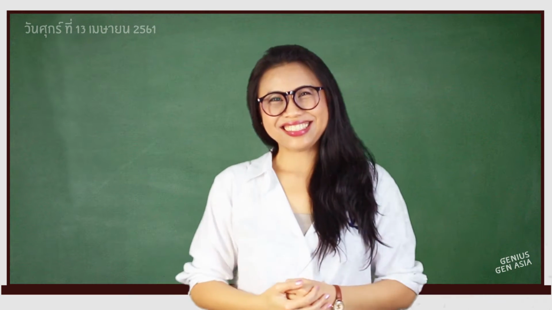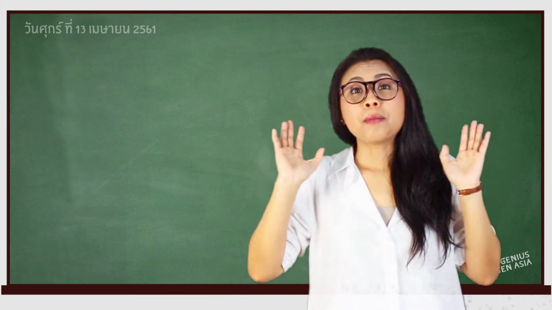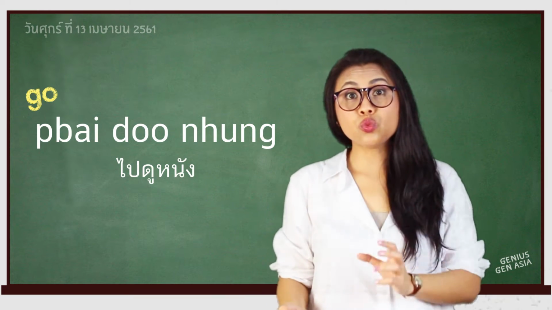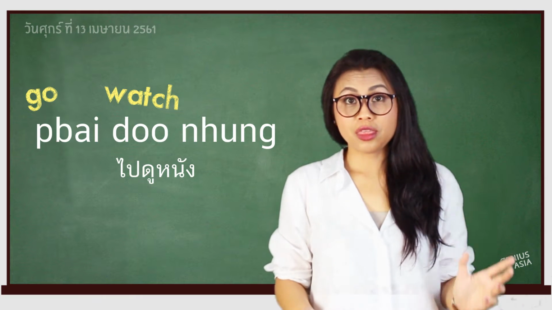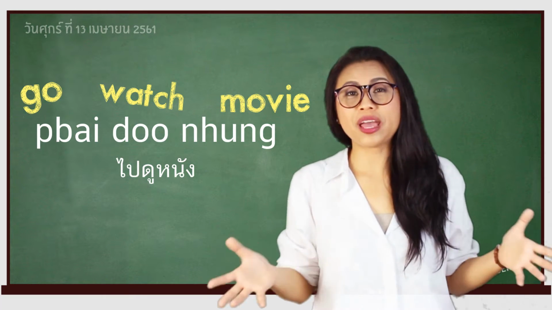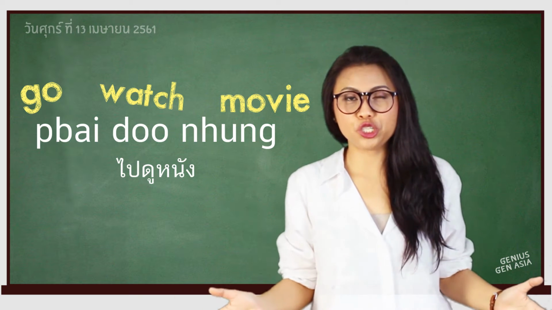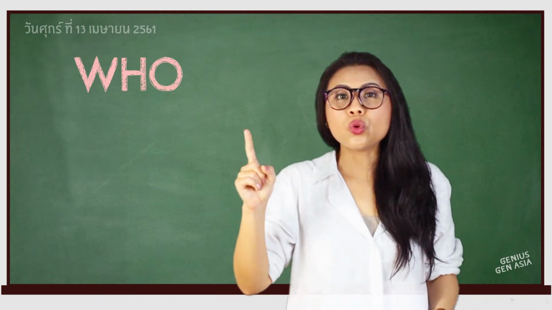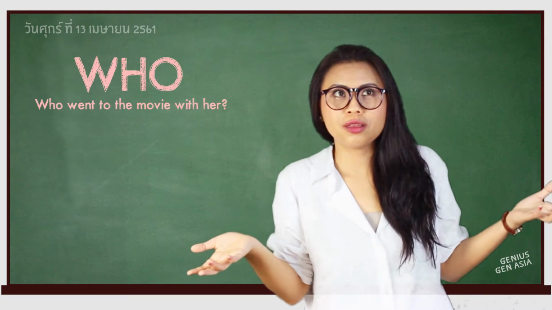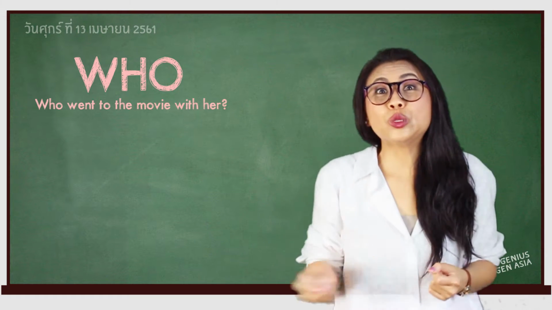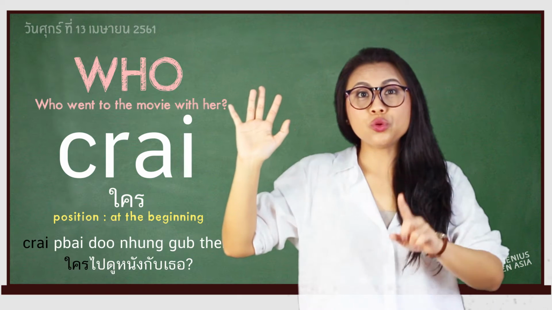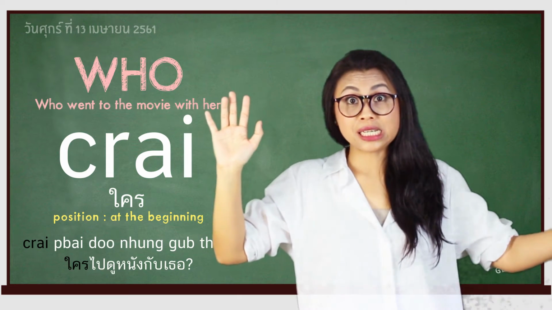Let's get started. Let's play with the ไปดูหนัง. ไป is go, ดู is watch, หนัง is a movie. So we are going to play with ไปดูหนัง in all questions. The first one, who? If you want to know who went to the movie with her, then you put ใคร at the beginning. ใคร ไปดูหนัง กับเธอ.